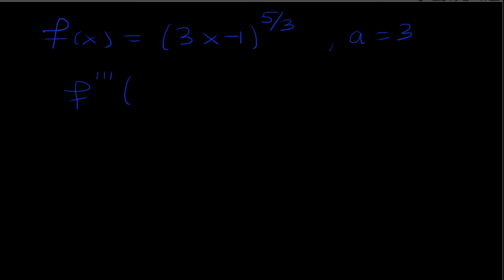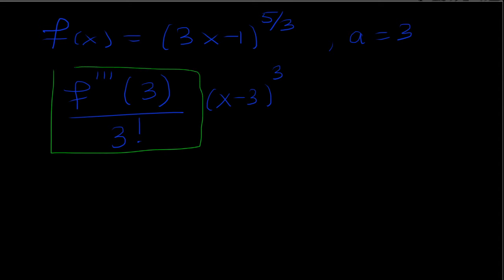I want to find the coefficient of the third degree term of the Taylor series of f of x equals the quantity 3x minus 1 raised to the 5/3, centered at a equals 3. The coefficient is going to be the third derivative at 3 over 3 factorial. And this is the coefficient of (x minus 3) cubed. So we only want this part, which is the coefficient.